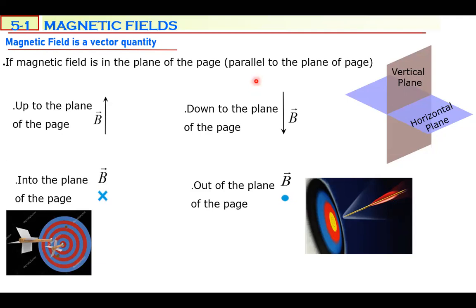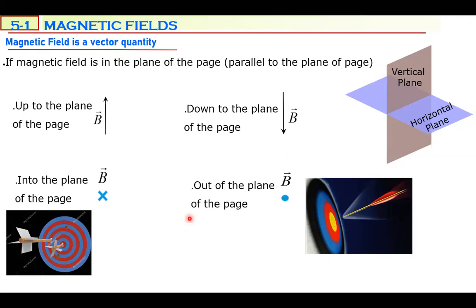So in this case, we are going to define the magnetic field directions up to the plane of the page. So if it goes up like this, or down to the plane of the page goes like this. So to the right of the page, to the left of the page. So these are when the magnetic field is in the plane of the page. But sometimes the magnetic field can be in a vertical plane, like the wall, along the wall. If it is along the wall, up to the sky, or down to the ground, it will be like this.